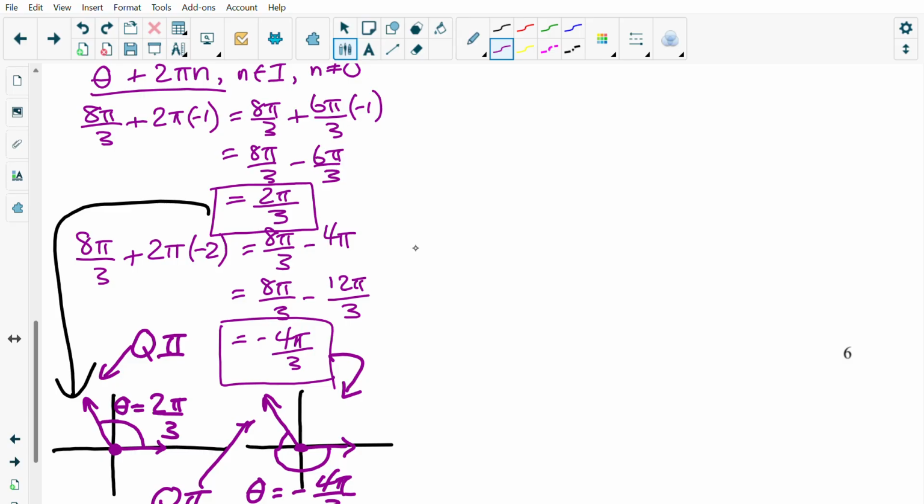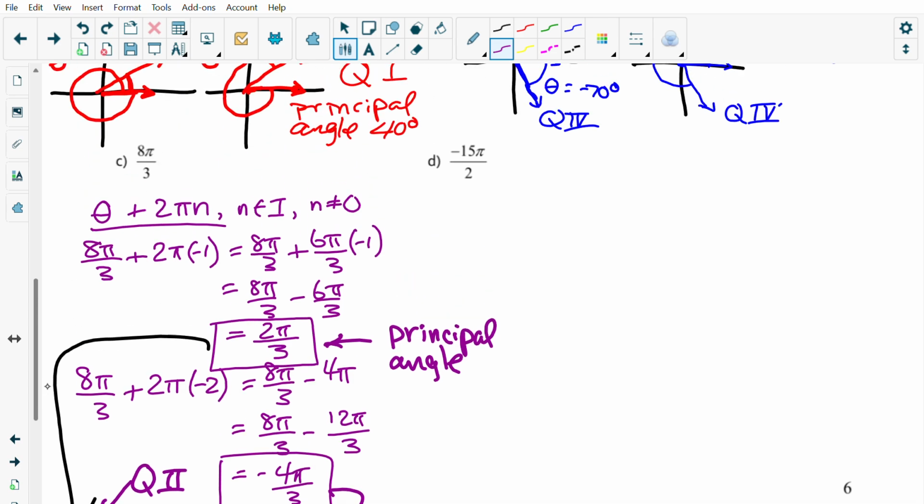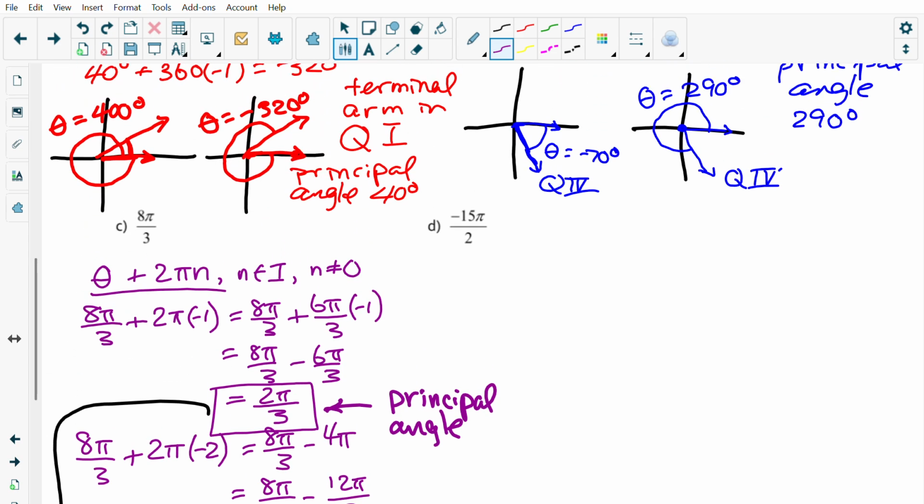Okay, let's state our principal angle, folks. So last thing, this is our principal angle. It's the smallest positive angle that's coterminal to all the other angles. That's our principal angle, the smallest positive angle between 0 and 2 pi radians.